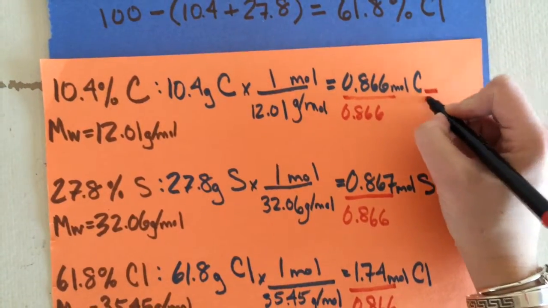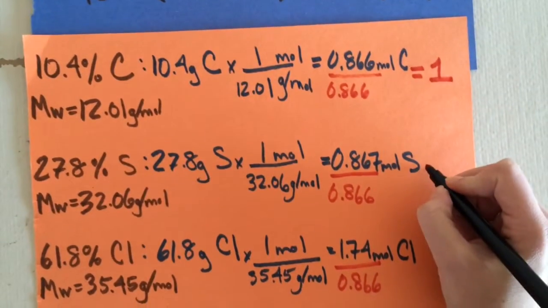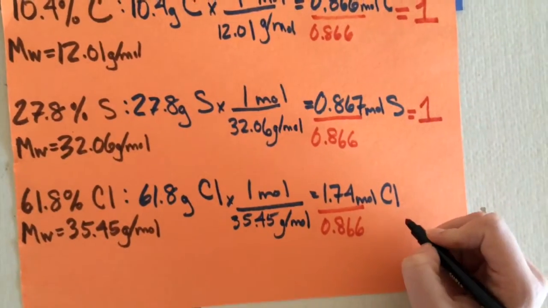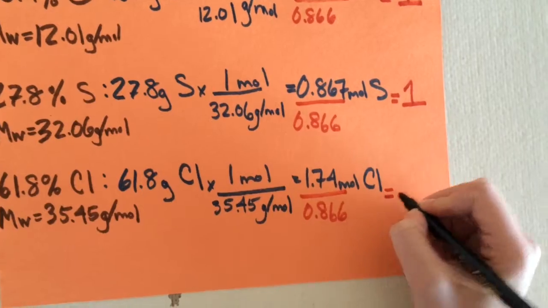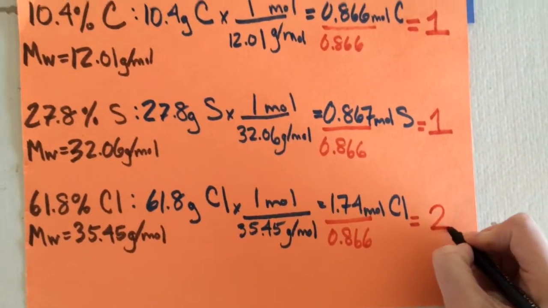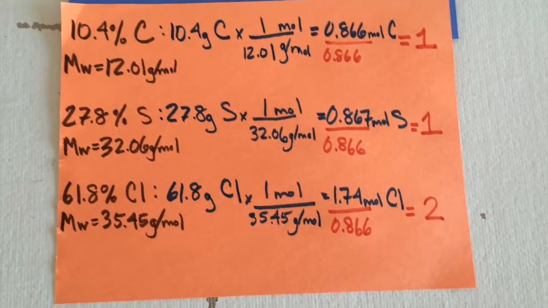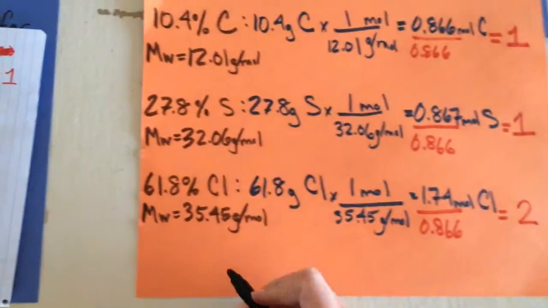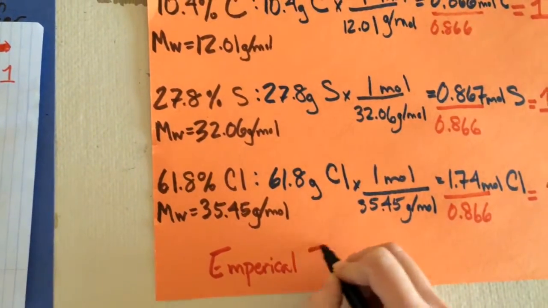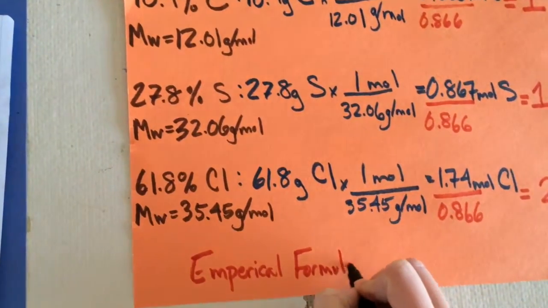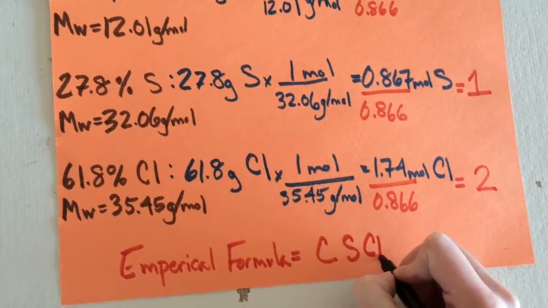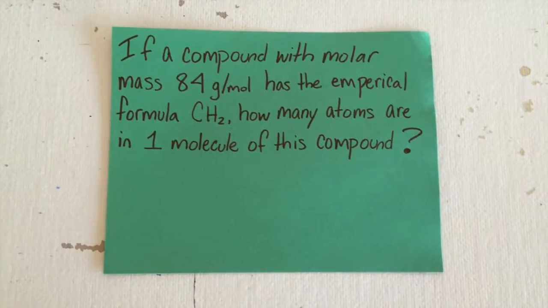Now obviously for carbon, that's going to equal 1. Sulfur, it's going to round and it's going to end up equaling 1. We're looking for whole numbers here. Chlorine, it's going to actually equal 2.01, but if you round, it's going to be equal to 2. So now we have our subscripts needed to complete our empirical formula. Our empirical formula is going to be equal to CSCl2.